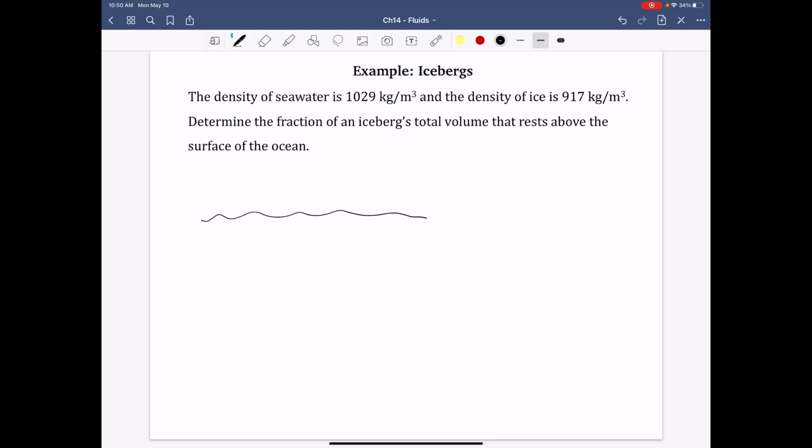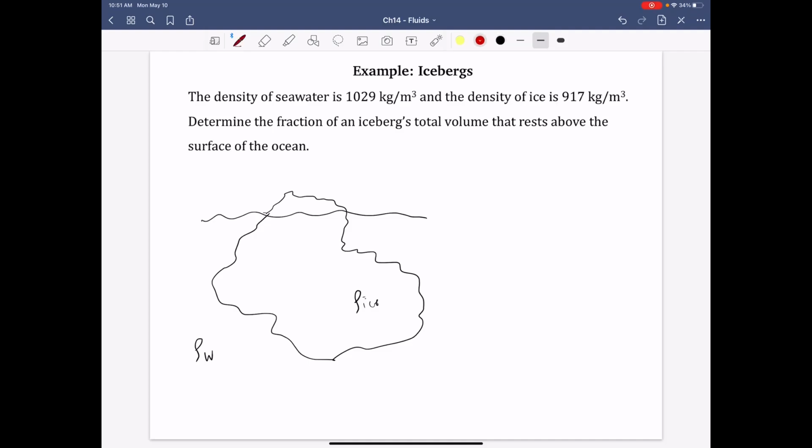So let's draw a typical iceberg. It might look like this, and then come down, and then maybe go over here and look like all this right there. So that's my iceberg. The density of ice, as you see in the problem here, is about 917 kilograms per cubic meter. So, density of ice. The density of water, or rather seawater, slightly more dense than fresh water because seawater has such a high salt content, is about 1,029 kilograms per cubic meter.